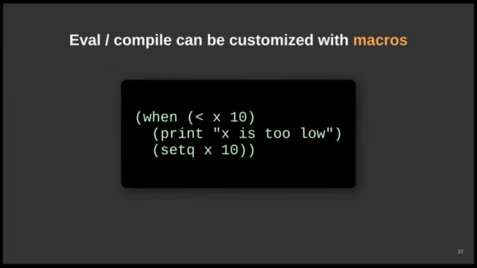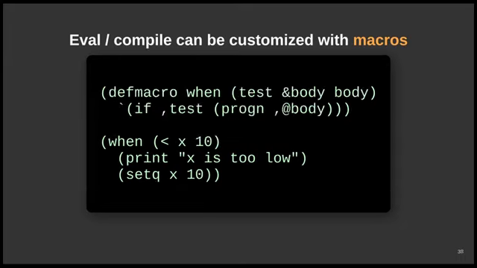Evaluation syntax level can also be customized, and this is done using macros. Consider, for example, this statement when. It's like a conditional, but instead of having two expressions to evaluate in case of test passes or fails, it has multiple expressions to be evaluated only if the test passes, and does nothing when the test fails. The when statement is already part of Common Lisp, but if it wasn't predefined, it would be very simple to implement. Here we see a possible implementation.